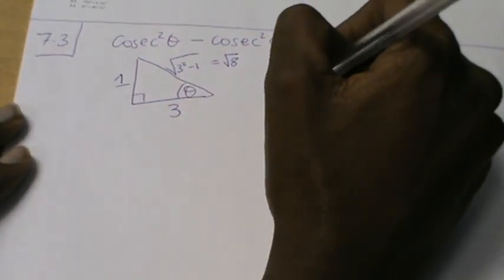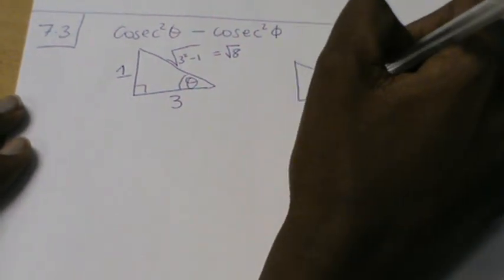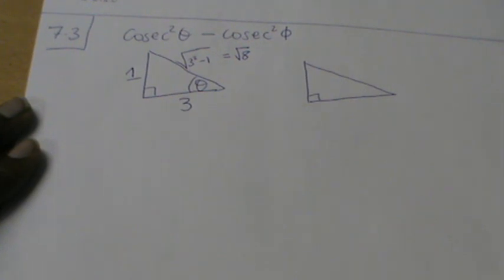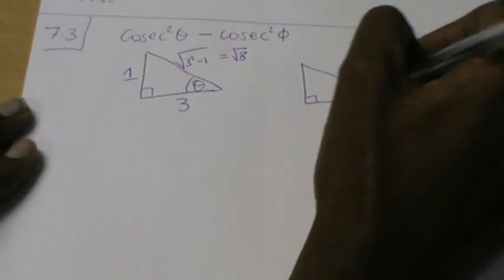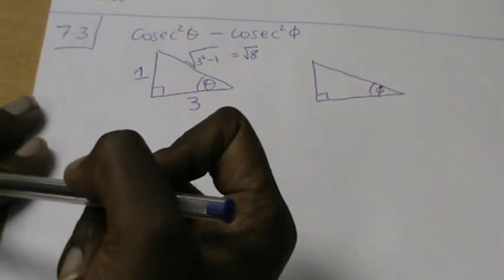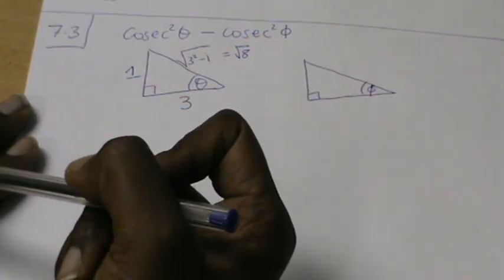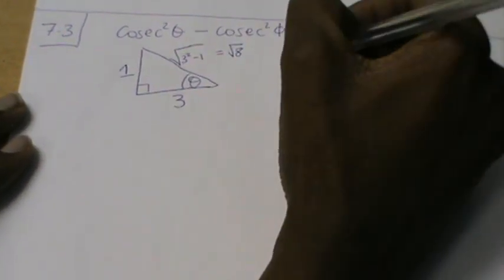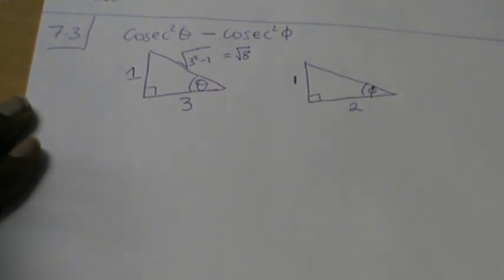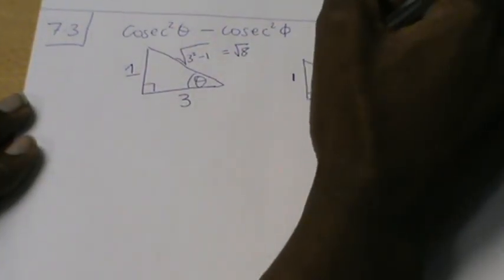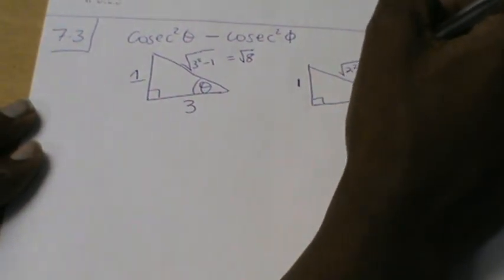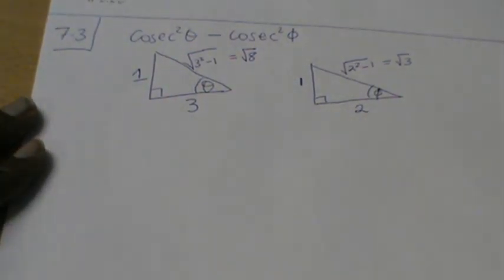And then I need to draw a second triangle with phi. I don't draw them in the same triangle. They are not in the same triangle. They are two different triangles. So here I have my phi. I'm told that tan of phi is equal to a half, and tan is the opposite over the adjacent. And again I use Pythagoras theorem. The hypotenuse is 2 squared minus 1. So this is 4 minus 1. This is the square root of 3.